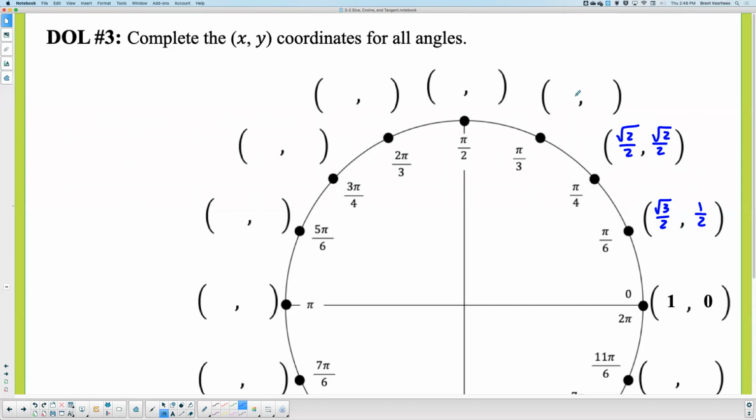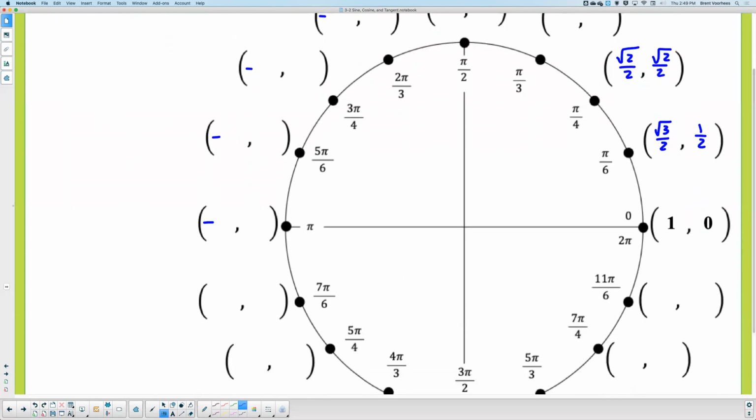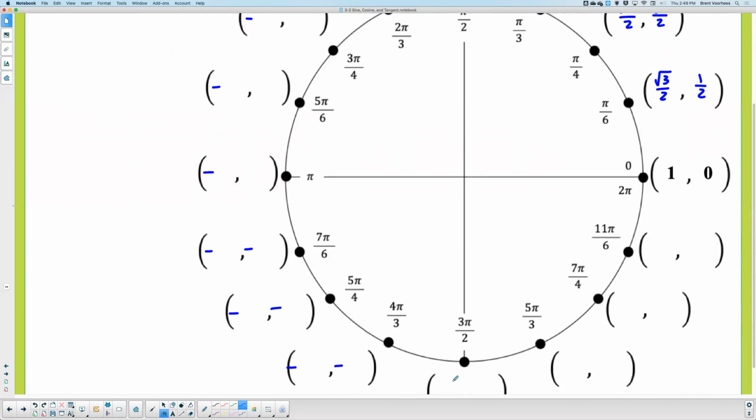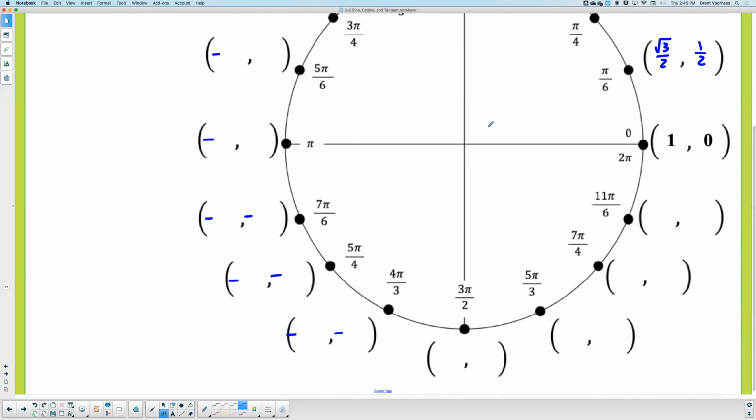Okay, I'm going to skip this one for a moment, let you fill it in. What would this point be right here? I'll give you a hint. It's straight up, and this circle has a radius of 1. Would it be 1, 0 or 0, 1? 0, 1. Okay, what's going to happen once you start over here is x's are going to be negative. Why are x's going to be negative? Because you're on the left side of the graph. Over down here, they're both going to be negative. Why are they both negative? It's left and down.